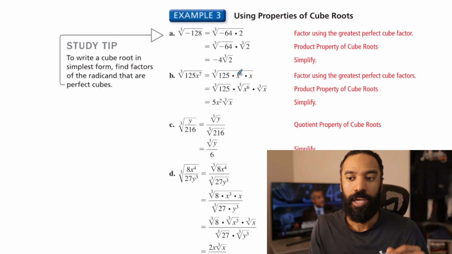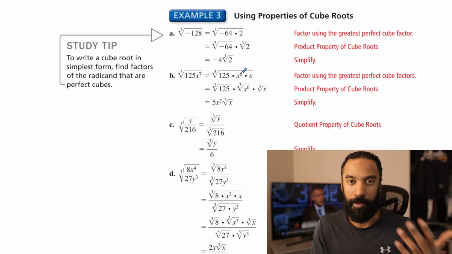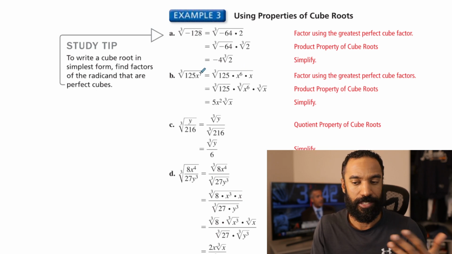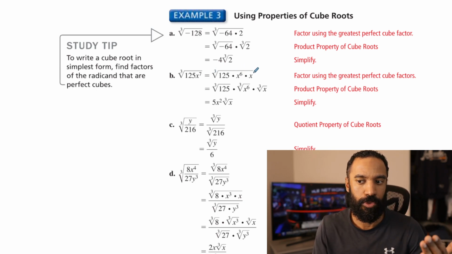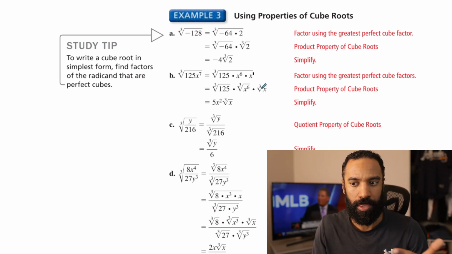X to the 7th, you try and find, basically, you pull out as many x's as you can with a number that's divisible by 3, in this case, 6. 7's not, so we get 6 with a remainder of 1. We get to take the cube root of x to the 6th. 6 over 3 is 2 there, and the cube root of x stays within.